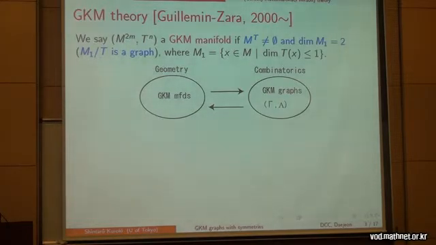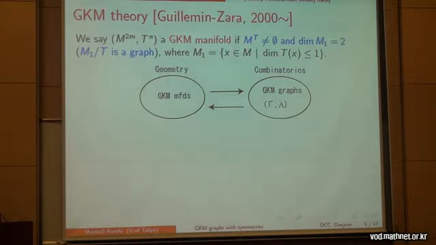This is GKM theory, and we would like to think about GKM graphs in this talk. The motivation of the GKM graph is a GKM manifold. This GKM manifold was defined by Guillemin-Zara in 2000. The definition is as follows. Let M be an even-dimensional manifold with an n-dimensional torus action. If this torus action satisfies these blue line conditions, then we call it a GKM manifold.